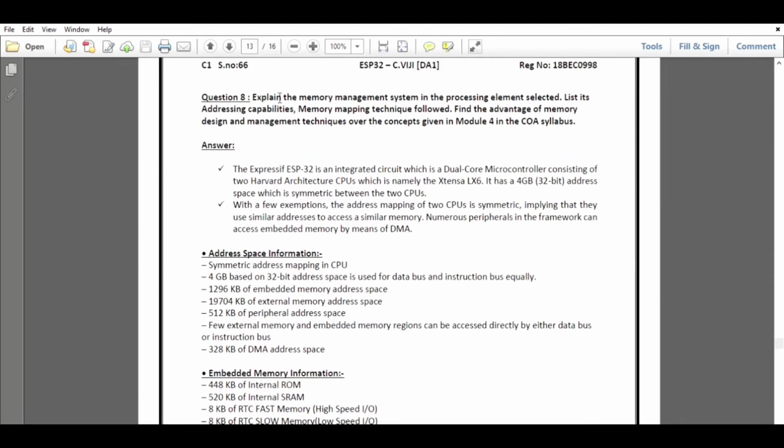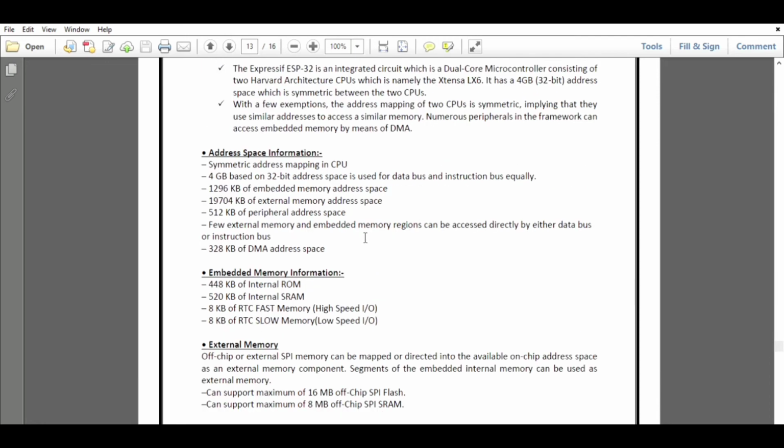Coming to 8th question, explain the memory management system in processing element selector. Here address mapping used in the memory management system of two CPUs is symmetric, implying that they use similar addresses to access similar memory. Numerous peripherals in the framework can access embedded memory by means of DME. 4GB based on 32-bit address space is used for data bus, instruction bus equally, and 1296 KB of embedded memory address space. These are all the address space informations.